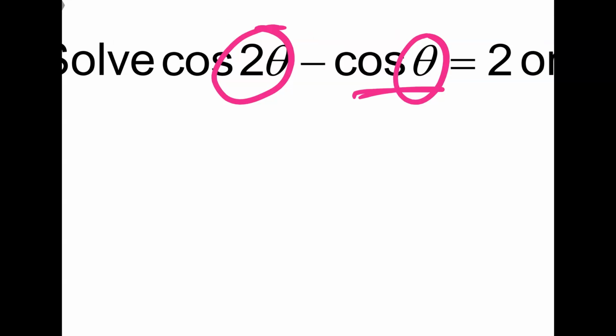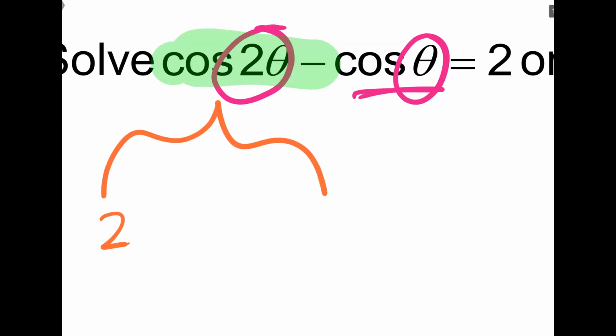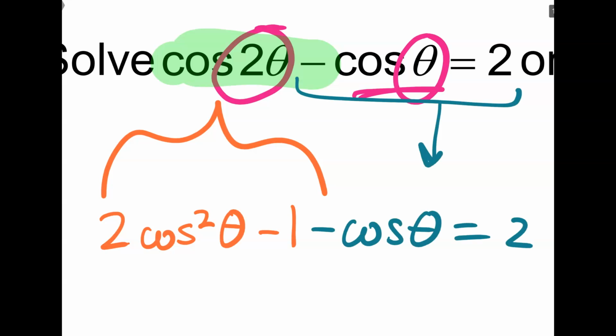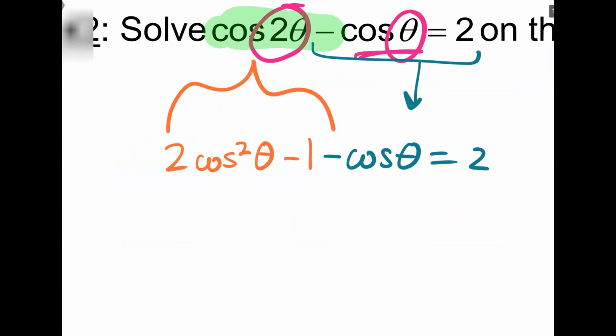All right, so that's exactly the first thing I'm going to do. Instead of saying cosine of the double angle, I'm going to instead write it as 2 cosine squared theta minus 1. And then, of course, I have the rest of my function. I'm just going to copy down: minus cosine theta equals 2. That was just so we see what we're doing.